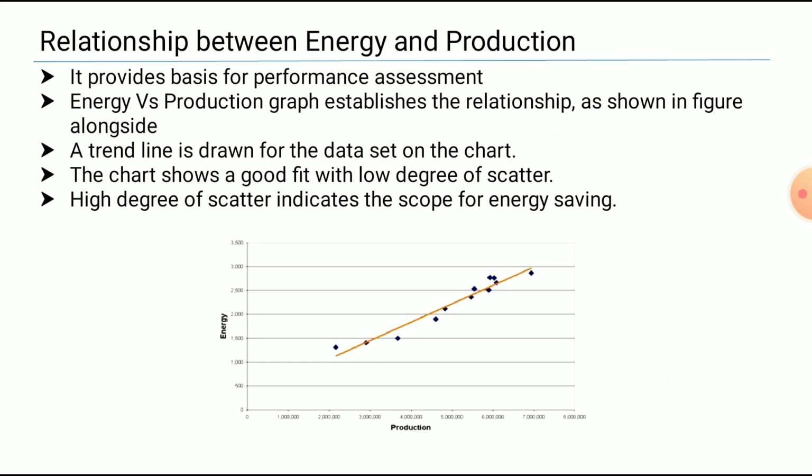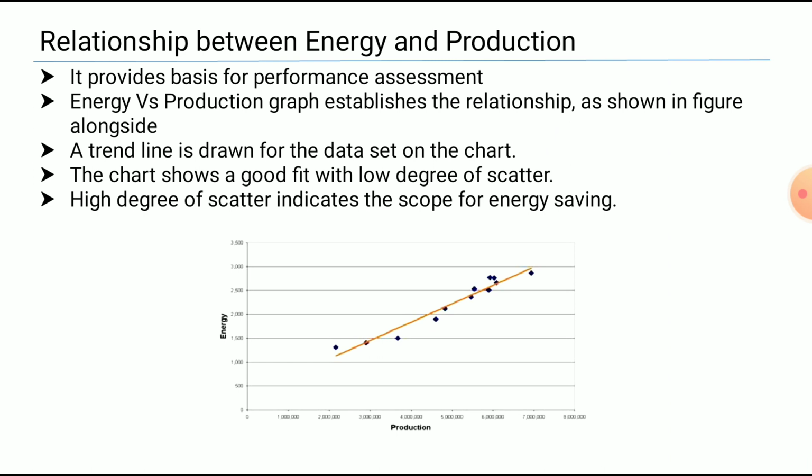First, relationship between energy and production. Actually, it provides the basic performance assessment. The graph shows the energy versus the production. The production is an independent quantity, because of this we plot it on the x-axis, and the energy is a dependent quantity, so we plot it on the y-axis. So this graph shows the energy requirement or the energy consumption for a production in a particular industry.